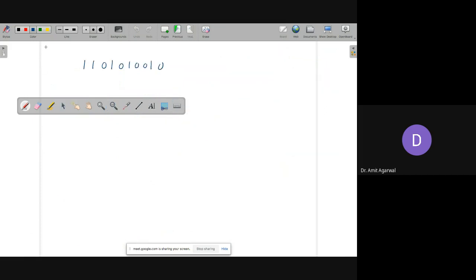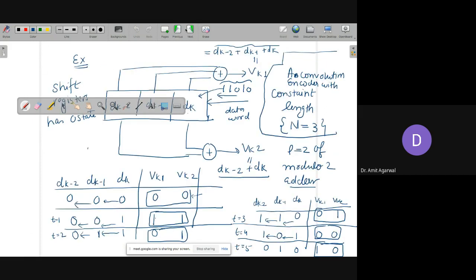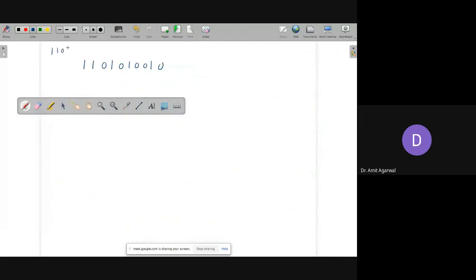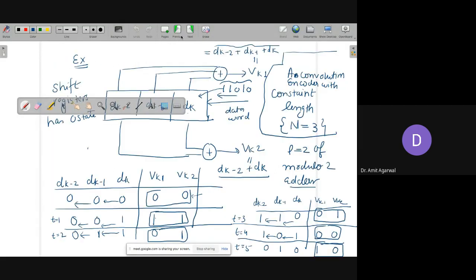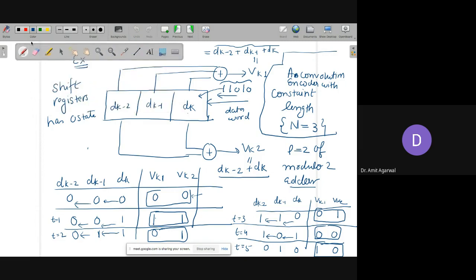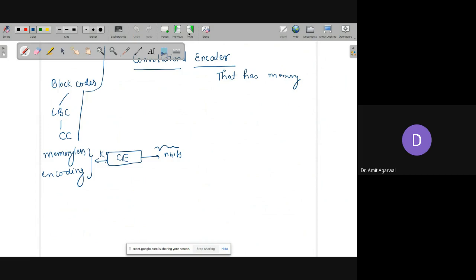So this is the output when we provide input as 1, 1, 0, 1, 0, 1, 1, 0, 1, 0. What we have seen here is that the output of a convolutional encoder does not depend only on the present input but also on the past state of the shift register. That is why it is called an encoding scheme with memory. This is not memoryless like the block codes we studied previously, which were memoryless block coding schemes, right?